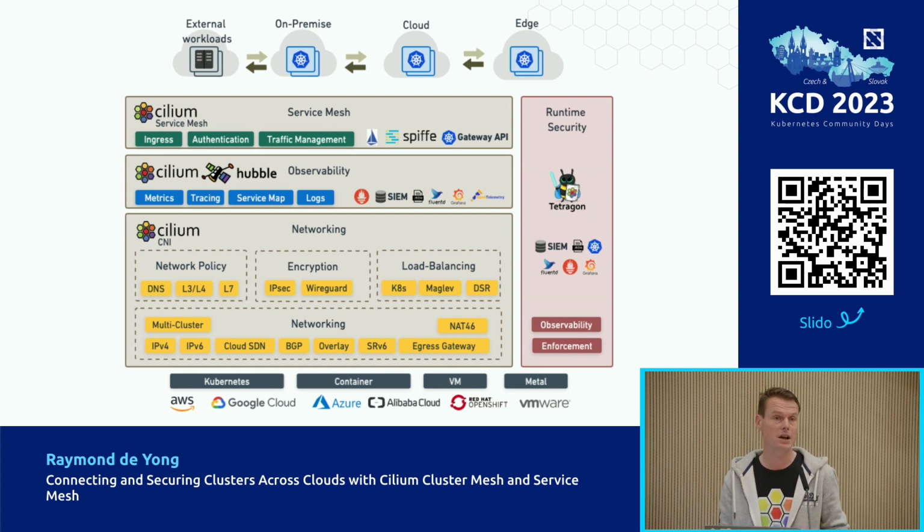Cilium runs on any cloud, any compatible Linux operating system. The main requirement is a fairly decent kernel, 4.9 or later, and you're good to go. On cloud or on-prem, on OpenShift, or even Debian managed by yourself. VMs, obviously, as well.